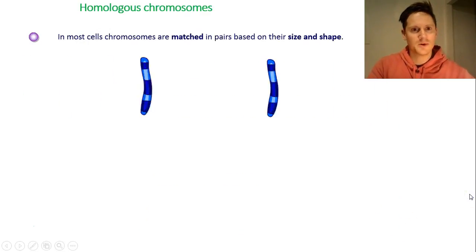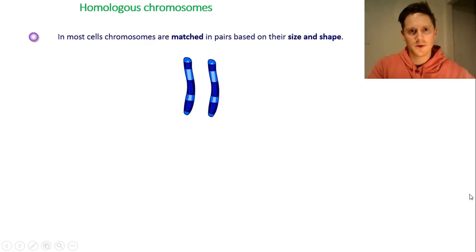We're going to begin by talking about homologous chromosomes. Now, in most of our cells, chromosomes are matched in pairs based on their size and shape. So we've got 2 chromosomes here, and we can see that they look kind of similar. They're both about the same length. They both have their bands at matching points. So we're going to call them homologous chromosomes.